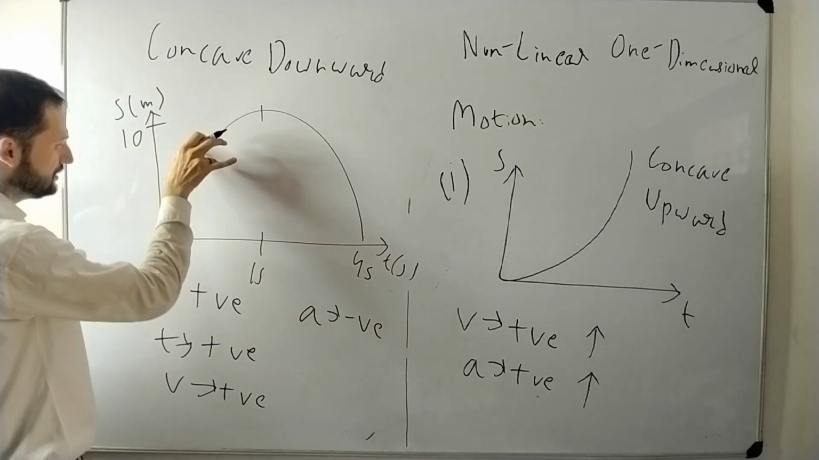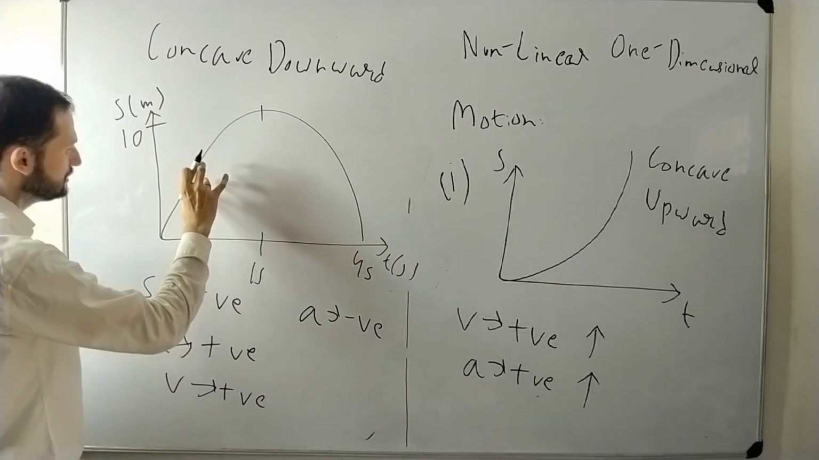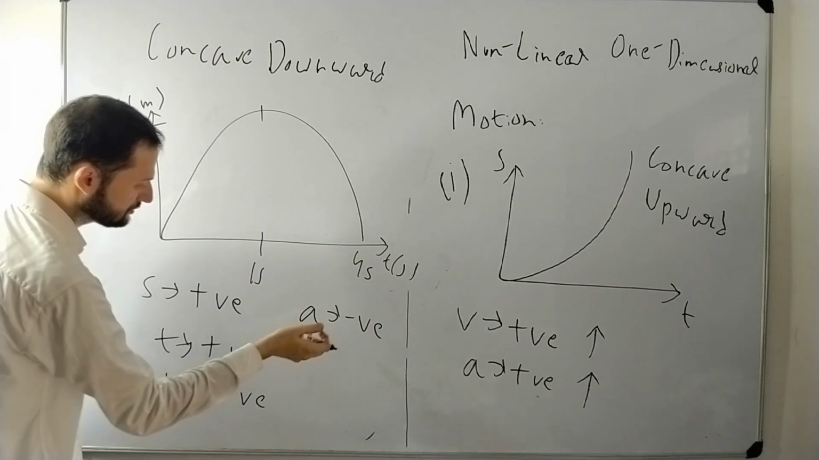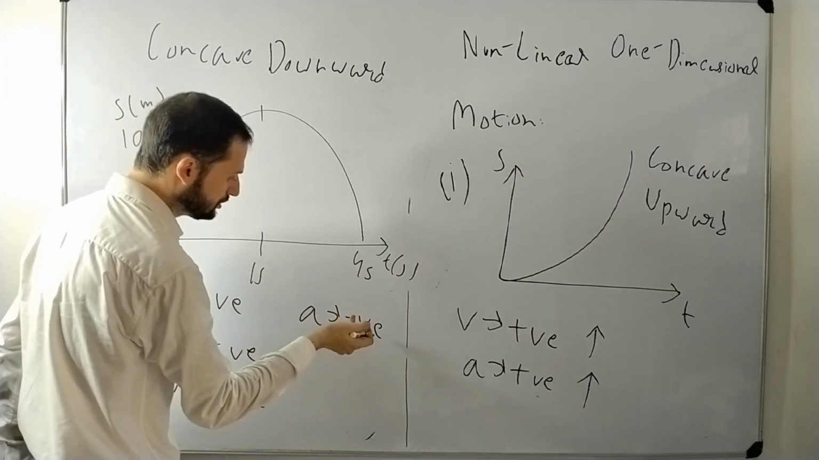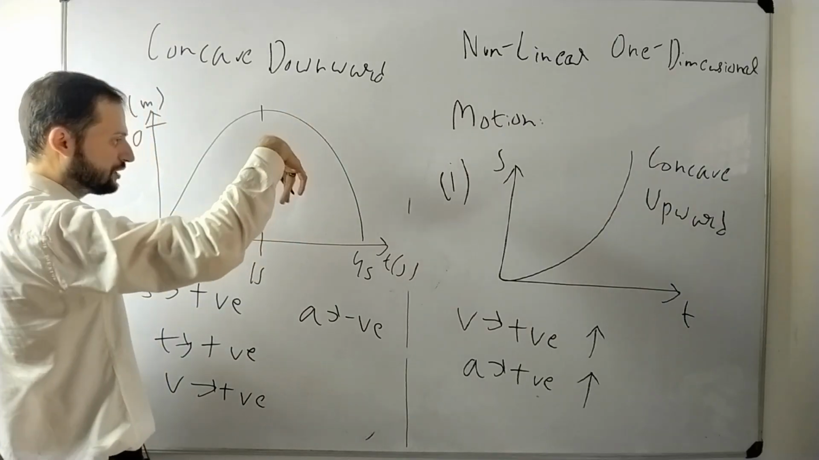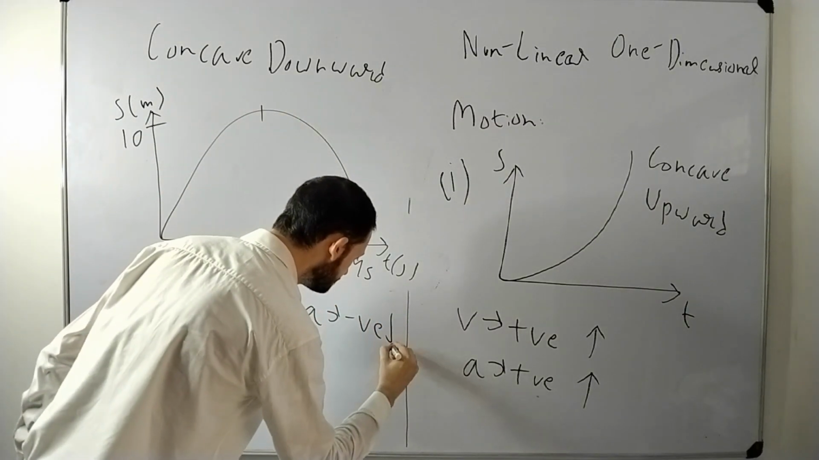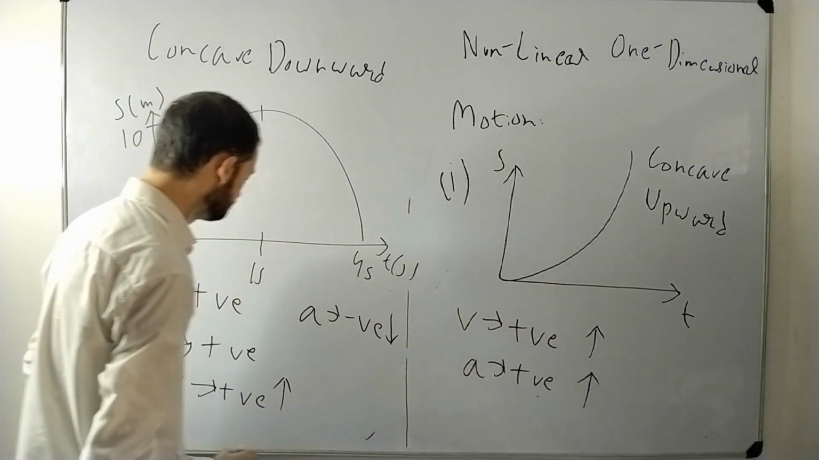So if you see this graph, what will you notice? That displacement is on the positive y-axis. So velocity will generally be positive, and acceleration will come out to be negative because the concave is downward. So acceleration comes out to be negative, downward, and this is positive.